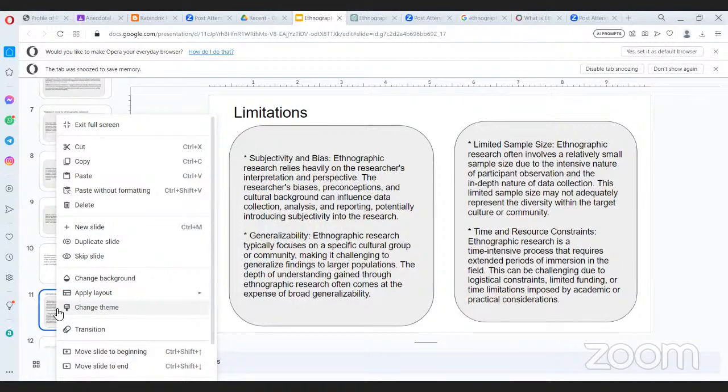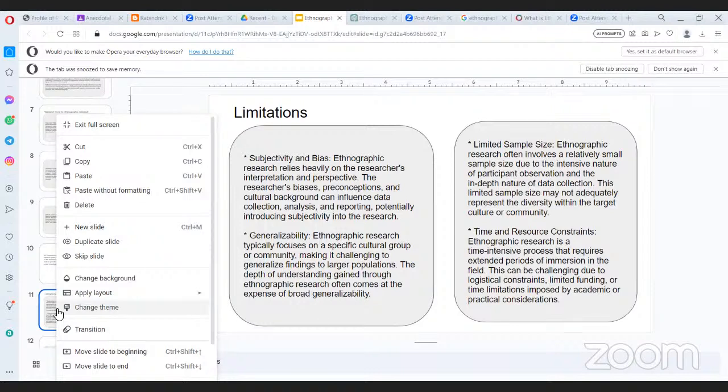Limited sample size. Ethnographic research often involves a relatively small sample size due to the intensive nature of participant observation and the in-depth nature of data collection. This limited sample size may not adequately represent the diversity within the target culture or community, because you are visiting one particular place and you are interacting with few people in that locality. Maybe you are involved totally with that type of family. So whatever your observation, that is limited to that family. So based upon that, you cannot make any generalization for others.